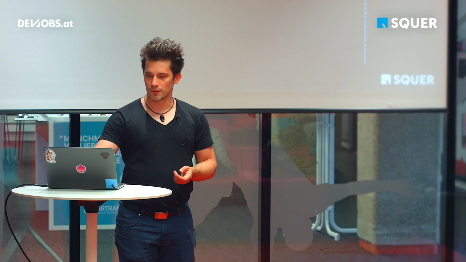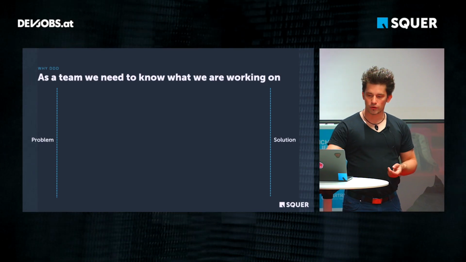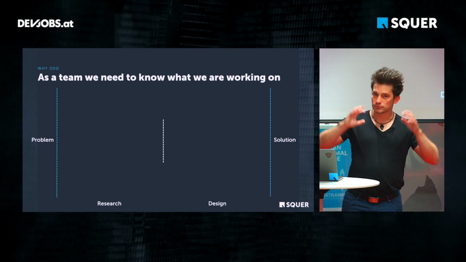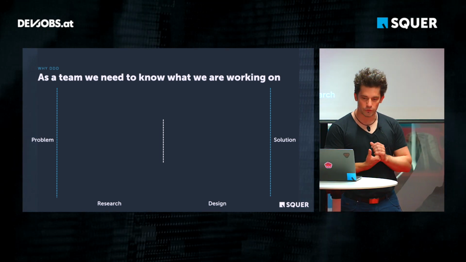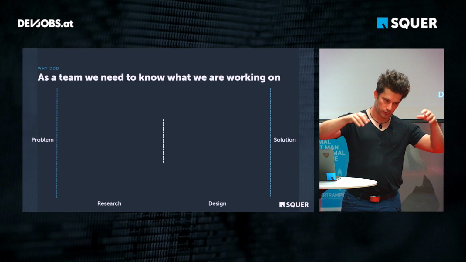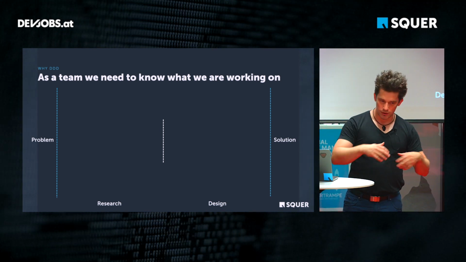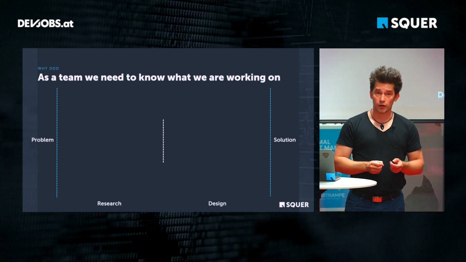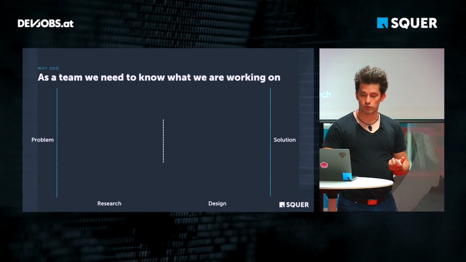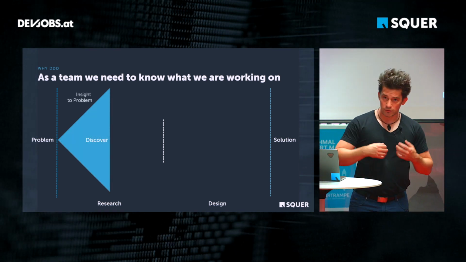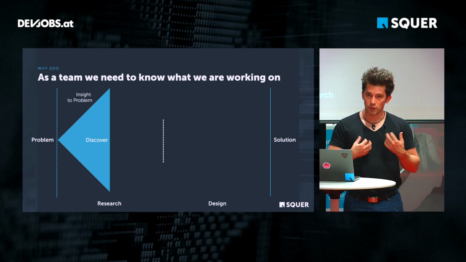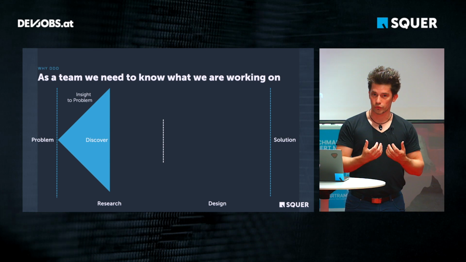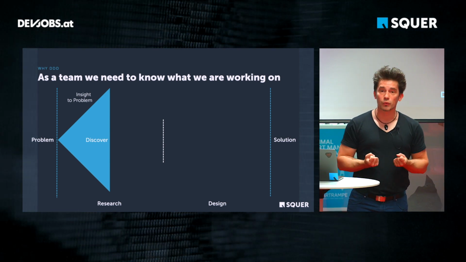So the better way is to go with this double diamond perspective. What we should do first, when we start a project or when we are within a project, is start with a research phase. We should discover the problem first. We need to understand the problem. What's the target? What's the focus on that? What do we want to solve?